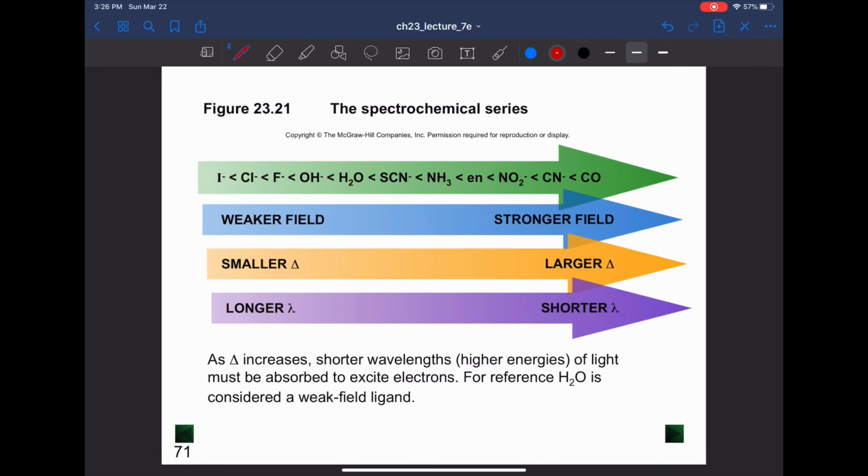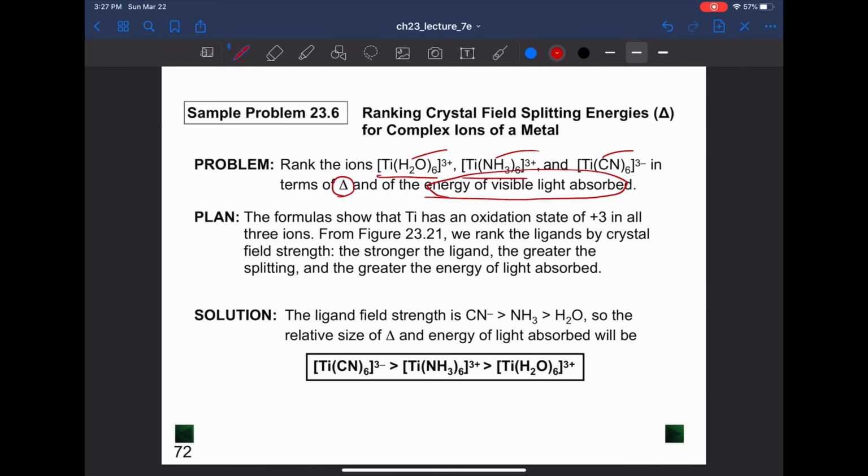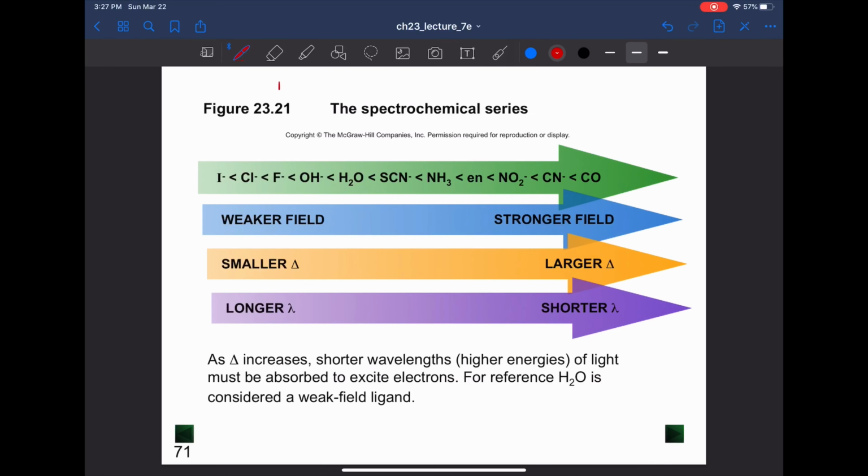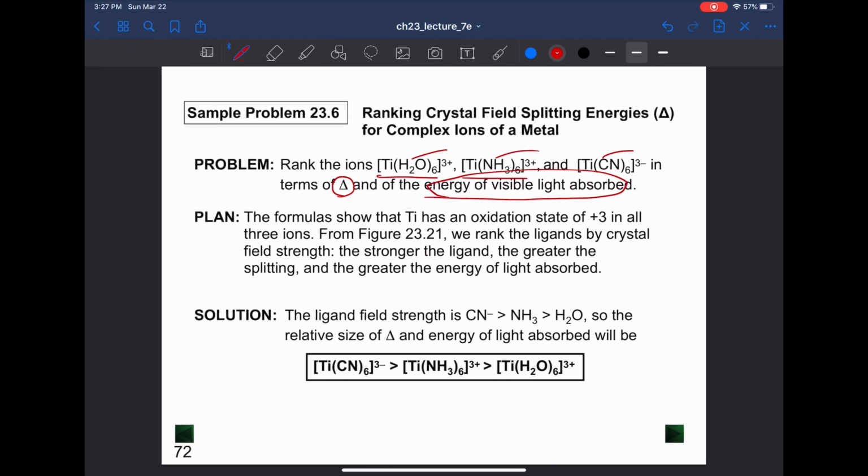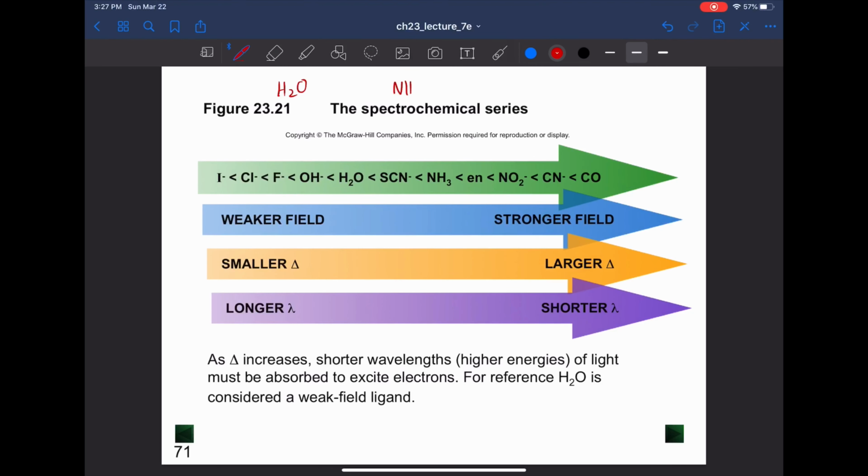Now we are talking about these three compounds: H2O, NH3, and CN. Instead of splitting them in terms of delta, we are looking from the smallest delta value to the largest delta value. So in the series, H2O is first, next you get NH3, next you get CN.